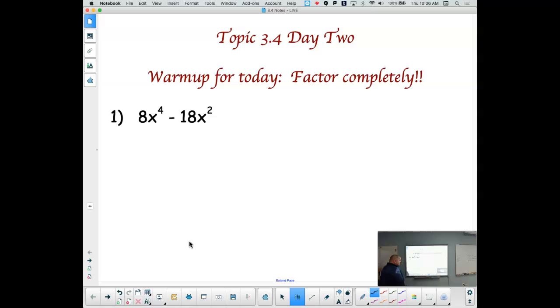Okay. First thing we look at is we look for a GCF between 8 and 18. Both can be divided by 2, so I can factor out a 2 for sure. X to the 4th and x squared, I can factor out an x squared. So then that would leave me with 4x squared minus 9.